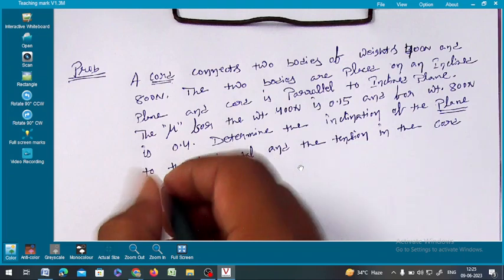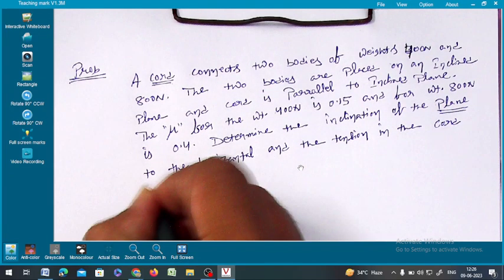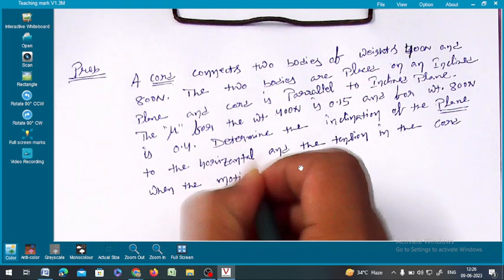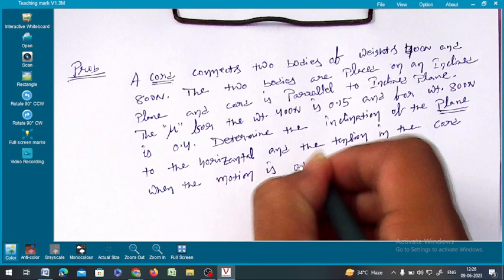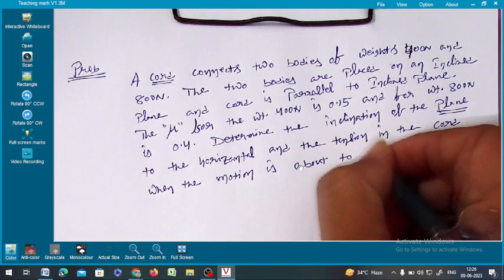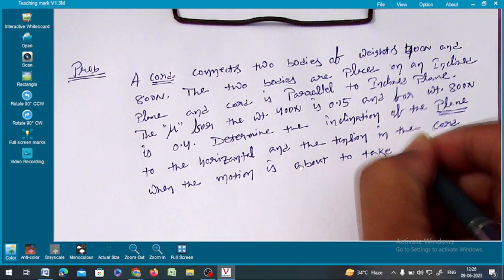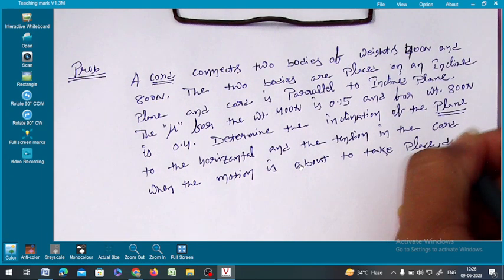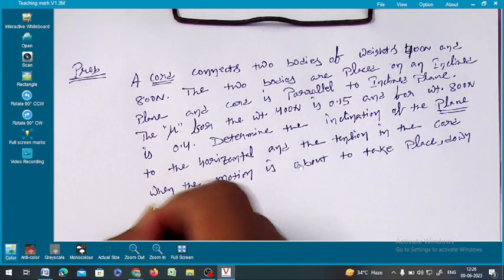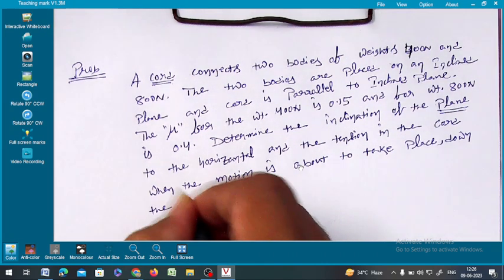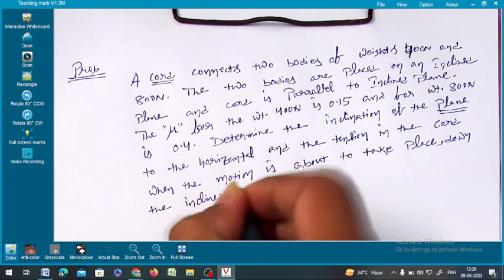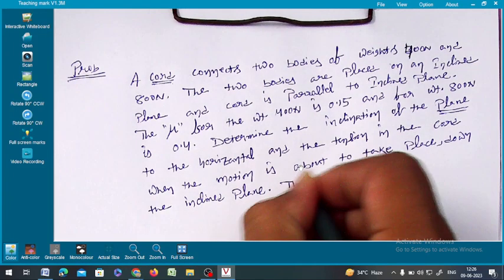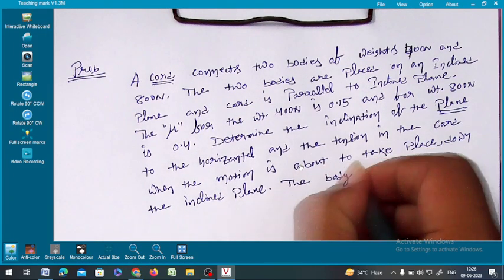And the tension in the cord when the motion is about to take place. When the motion is about to take place means the body is just starting to move. And the direction of motion is also given to you: down the inclined plane. One more line is given. This can be a long question for 16 marks.